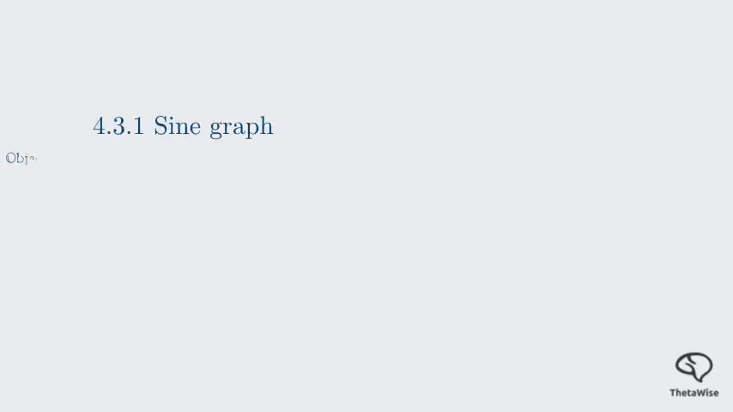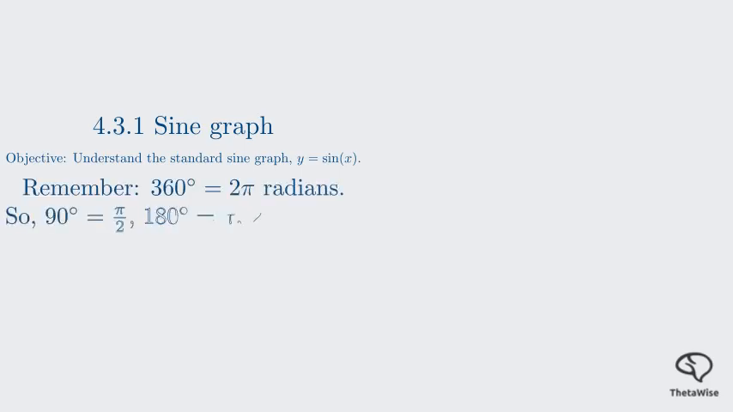Our objective here is to understand the standard sine graph, the equation y equals sin of x. First, a quick note on the units on the x-axis. While we often use degrees, they can also be represented by their radian equivalents. Remember, 360 degrees is equivalent to 2 pi radians. Therefore, 180 degrees is pi radians, 90 degrees is pi over 2 radians, and 270 degrees is 3 pi over 2 radians. We'll use degrees for this section.